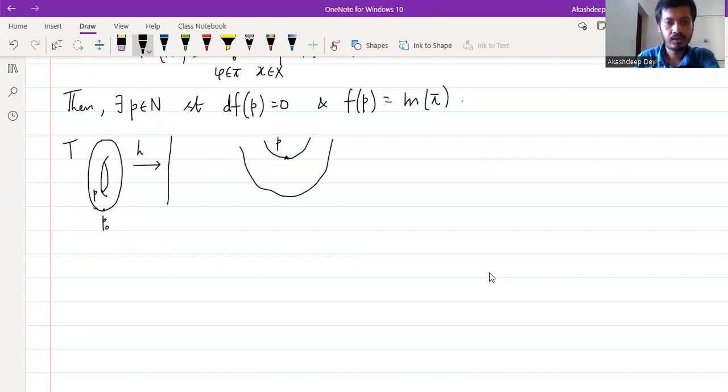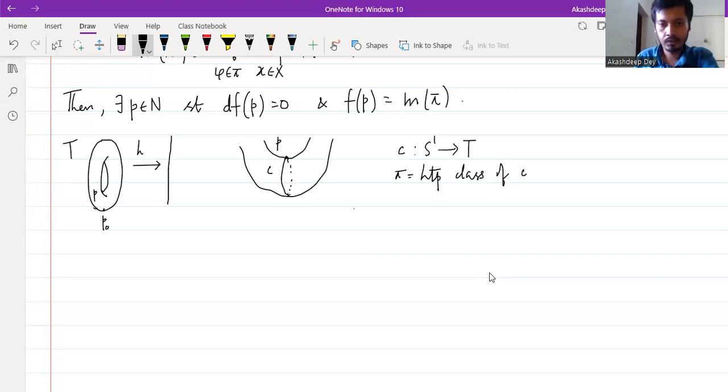And let us consider this curve. Let us call this curve C. So C is a map from S1 to T. And let us say that phi is the homotopy class of C. Then from this picture, we can see that the height of P, that is H(P), is equal to sup H(C(t)), t in S1.